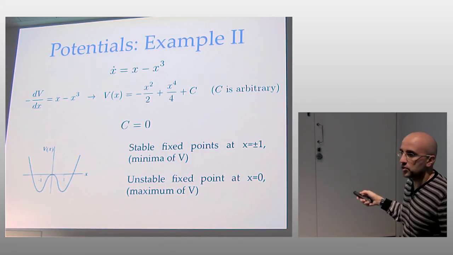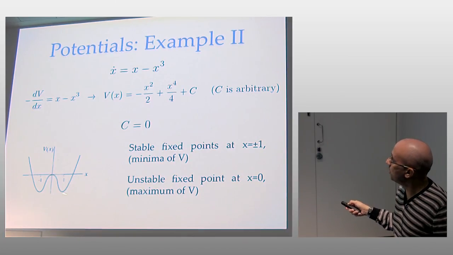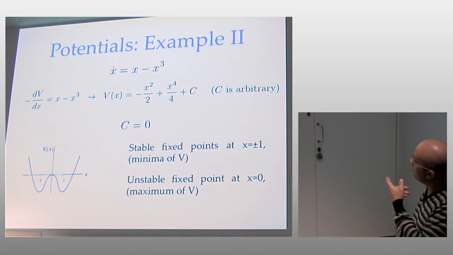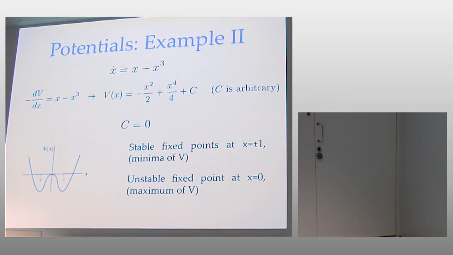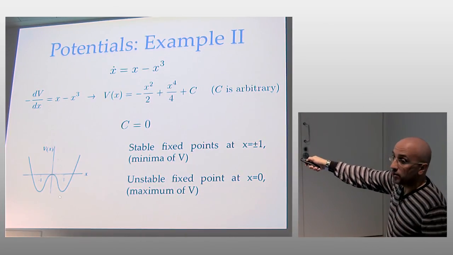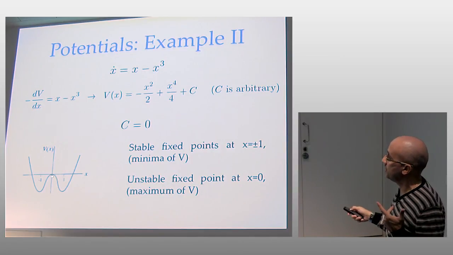So in this case, it's not so simple. There is one maximum here at 0 and two minima here. They actually, because of the symmetry of the system, have exactly the same height. So there are 3 fixed points. This is unstable. These are stable.